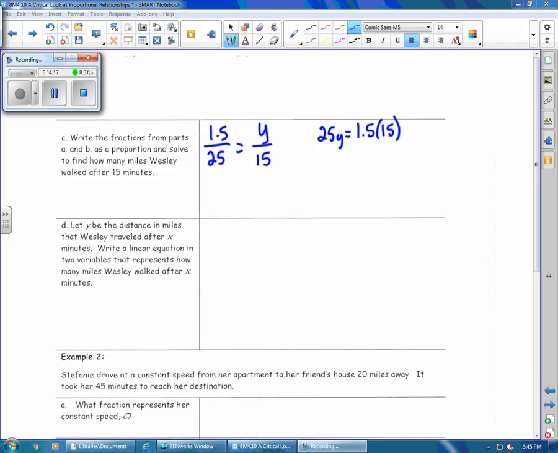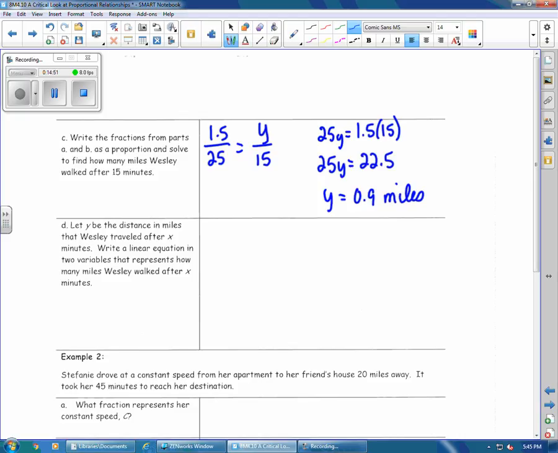Okay, so when you use the cross products property, you get 25y equals 1.5 times 15. So doing this multiplication, 25y equals 22.5. Divide both sides by 25, and you get y equals 0.9 miles. So we can say after 15 minutes, Wesley walked about 9/10 of a mile. Again, assuming a constant rate of speed.